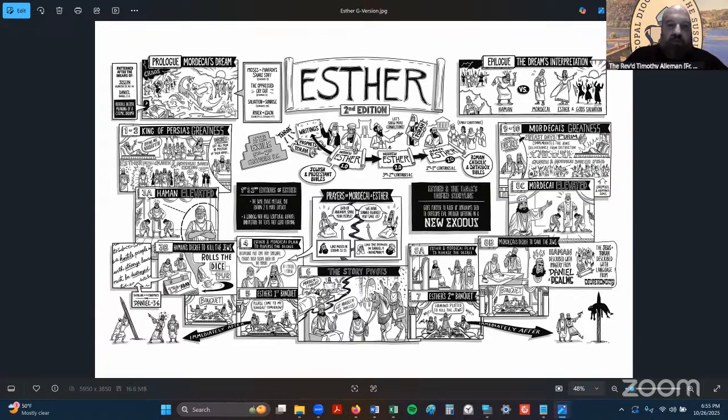She comes to the king uninvited. As we'll see, that's a big deal. But the king shows mercy to her and asks what is her wish, what is her request. And in chapter 5, we come across this great banquet that the queen puts on for the king her husband, and for Haman. A great banquet for three people: the king, the queen, and Haman.